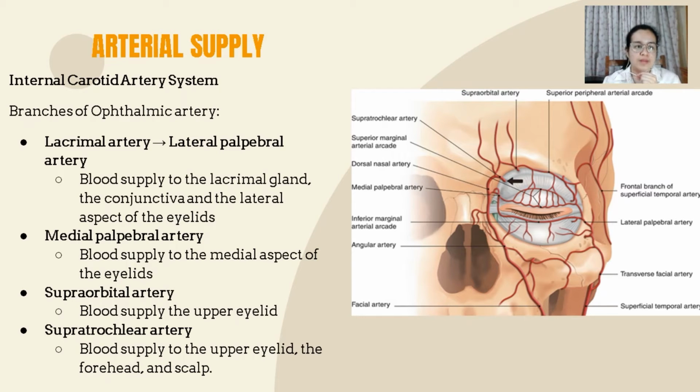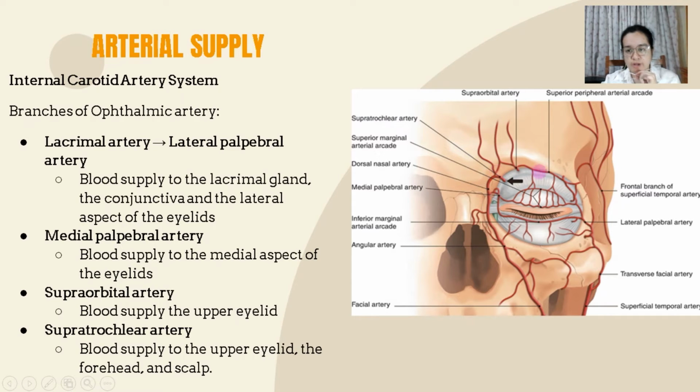The eyelids are supplied by a complex system of vessels that arise from both the internal and the external carotid arterial systems. The terminal branches of the ophthalmic artery, which stems from the internal carotid artery, primarily supply the eyelids, especially the upper portion. These branches include the lacrimal artery, the supraorbital artery, as pinpointed by the pink marker, the medial palpebral artery, and the supratrochlear artery.